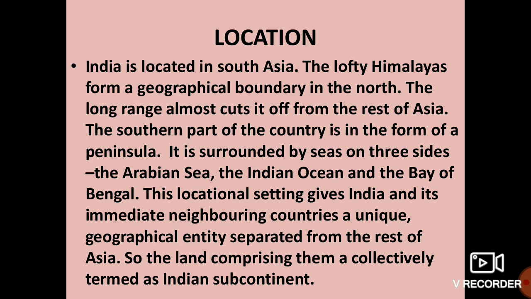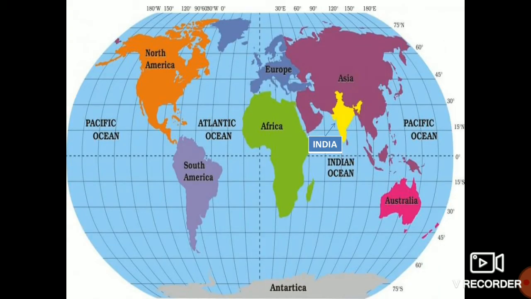The lofty Himalayas, the highest peaks of the Himalayas, form geographical boundaries in the north. Here, they make a geographical boundary. They act as a barrier which cuts off India from the rest of Asia. These Himalayas cut off India from the rest of Asia.